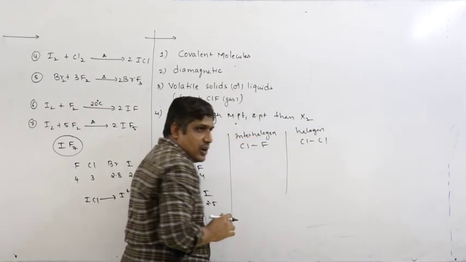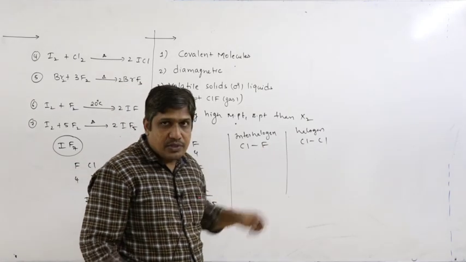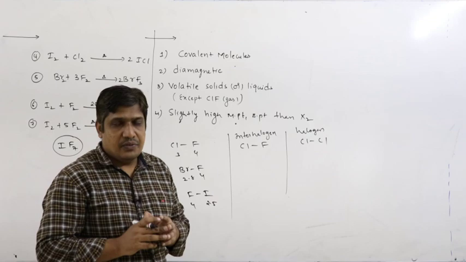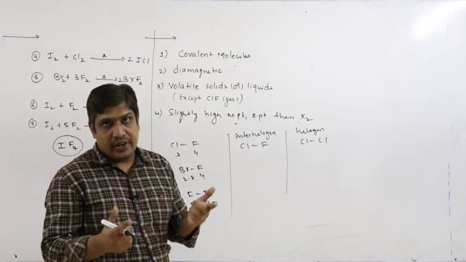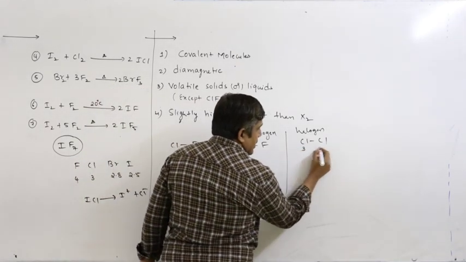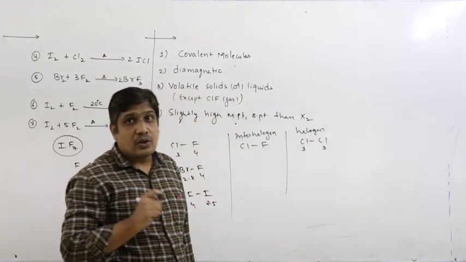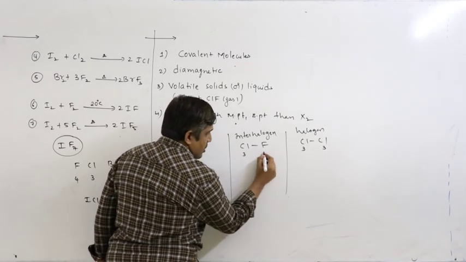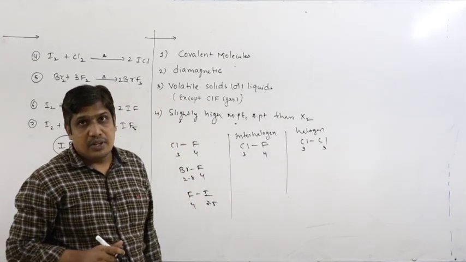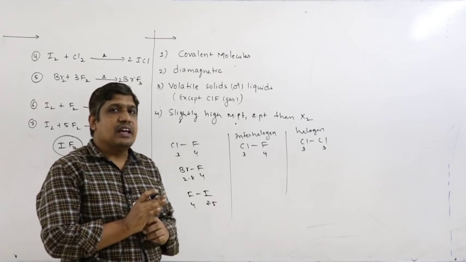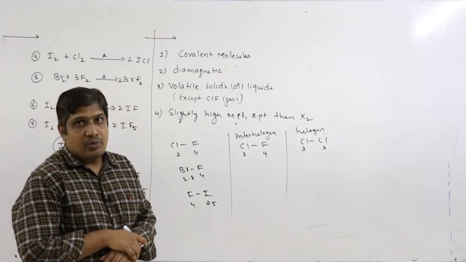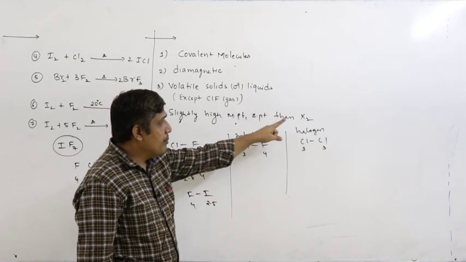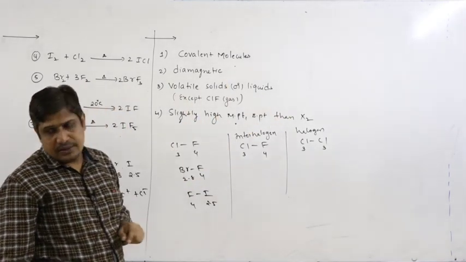If I take a halogen molecule, the two atoms are identical. If the two atoms are identical, their electronegativity is the same. Here it is 3, here it is 3. So they are perfectly covalent and non-polar in nature. Coming to ClF, 3 and 4. They are covalent, but there is some little difference in electronegativity, because of which they possess slightly higher melting and boiling points compared to the pure halogens.